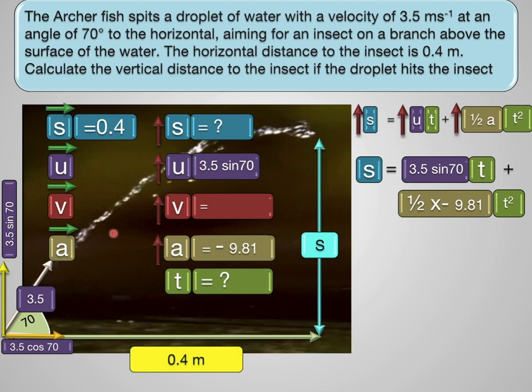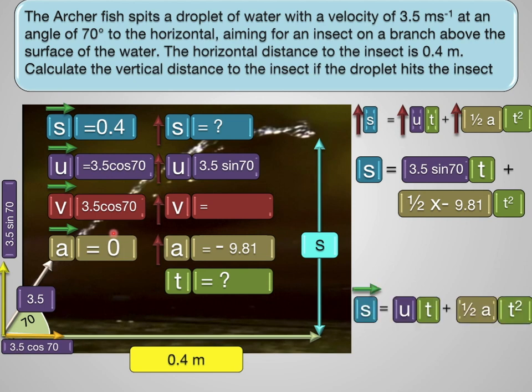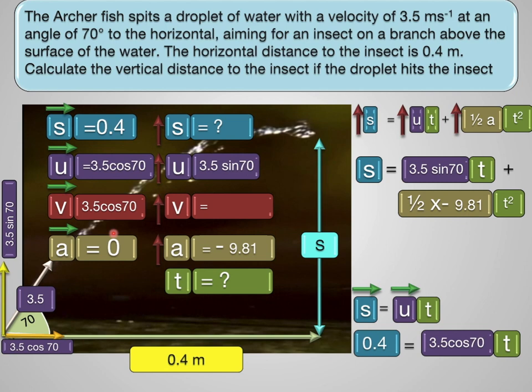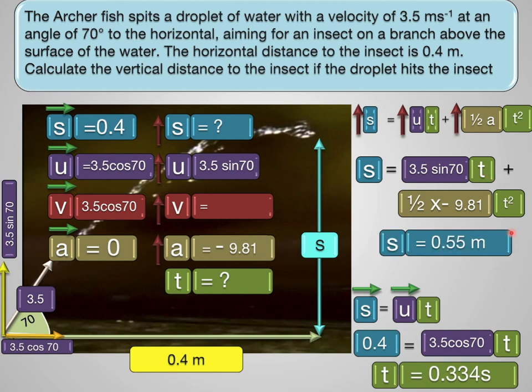Horizontal distance is given. Horizontal initial velocity is the cos component. Horizontal final velocity will be exactly same, because there's no acceleration horizontally, and horizontal acceleration is 0. I'm going to write the only possible equation in the horizontal direction, that is s equal to ut. And acceleration is 0, as you know. So I'm substituting everything. I can get the time from the horizontal direction. Then I'm going to substitute the time into the vertical equation here, and here, t square. So you will get the answer for the vertical displacement, or the height where the insect is situated.